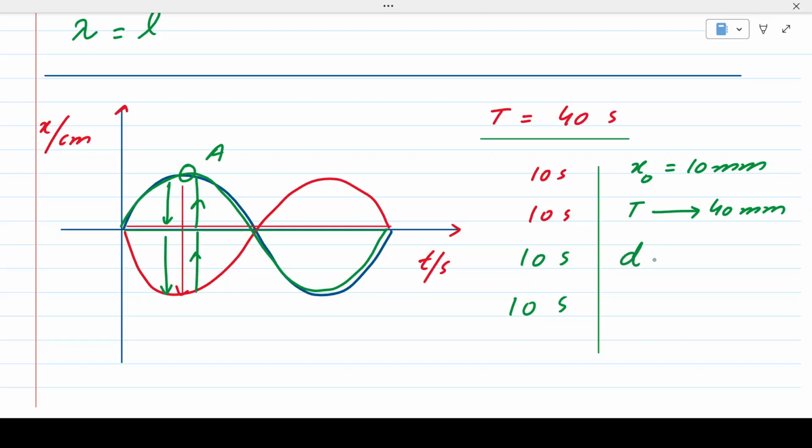So total distance will be 40 millimeters in one time period, and total displacement will be 0 because it returns to the same point.